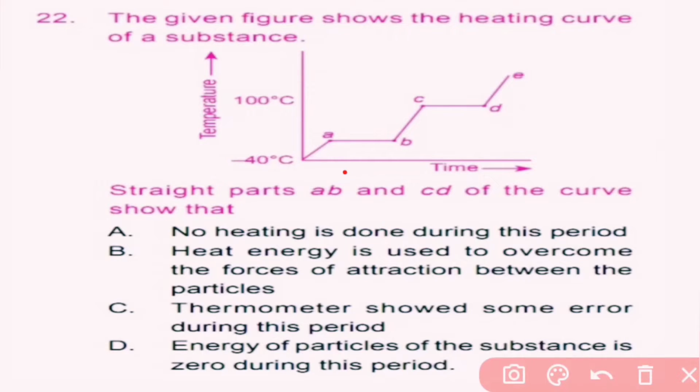In the given graph, time is on the x-axis and temperature is on the y-axis. So here the straight parts AB and CD show that the temperature remains constant during this time. This happens because the solid changes into liquid or the liquid changes into vapor, as heat energy is used to overcome the force of attraction between the particles. So during this time the temperature remains constant. So here option B is the correct answer.